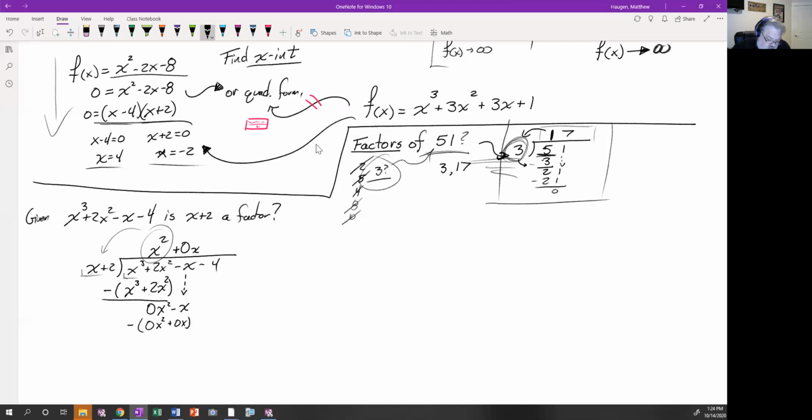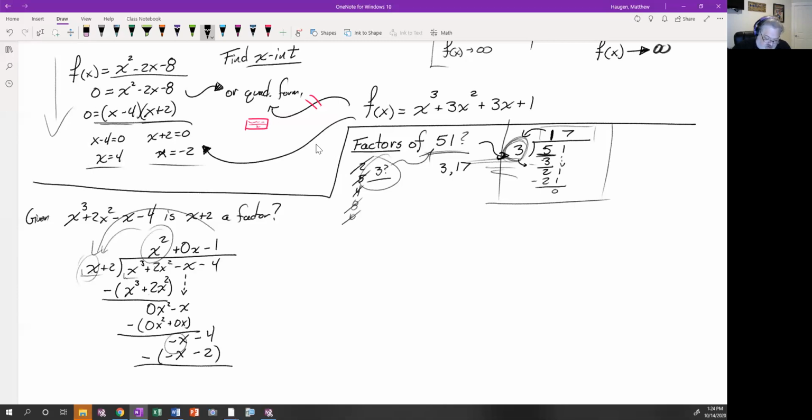And we're going to subtract those. Again, everything goes away there. Negative x minus 0x is still negative x. And then we're going to bring down that 4. And we just keep asking the same question. What do we have to multiply by this x to get that negative x? Well, we'd have to multiply by negative 1. That's going to give us, when it multiplies back, negative x minus 2.